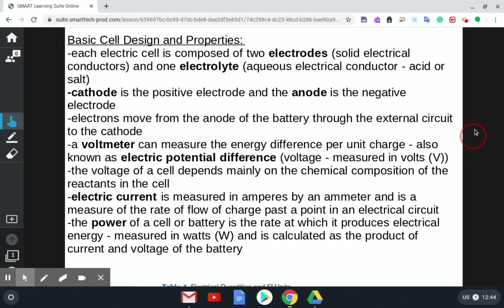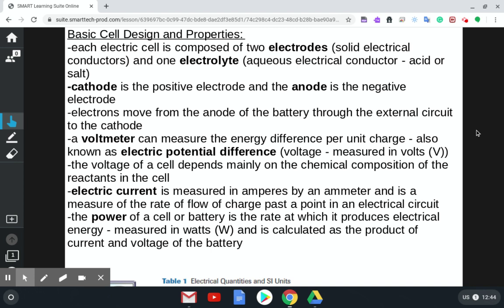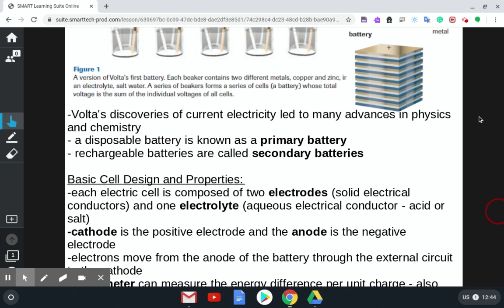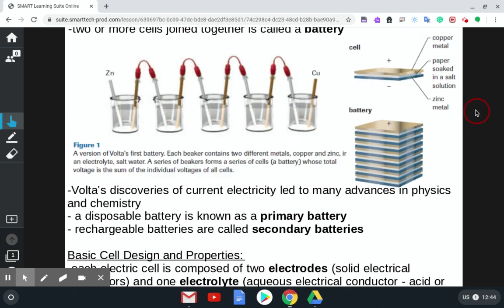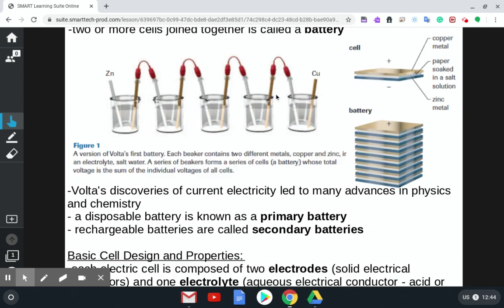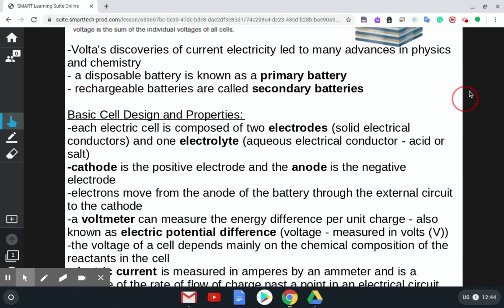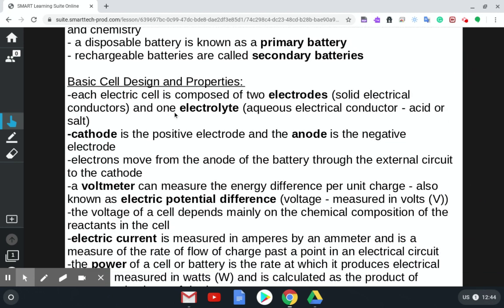So, basic cell design and properties. Each electric cell is composed of two electrodes, which are solid electrical conductors. The metals that make up the batteries, like the copper and zinc here, and the copper and zinc here, would be our electrodes. Then there is one electrolyte, our aqueous solution. That's a conductor, usually an acid or some sort of electrolyte, or a salt.